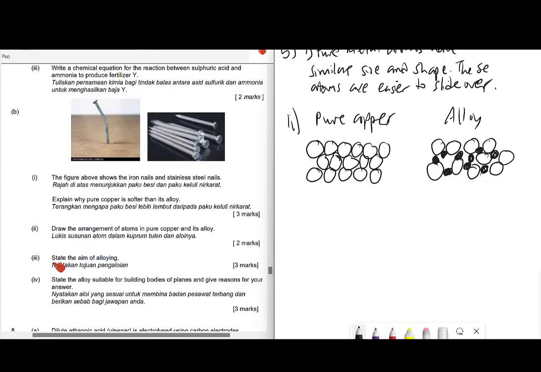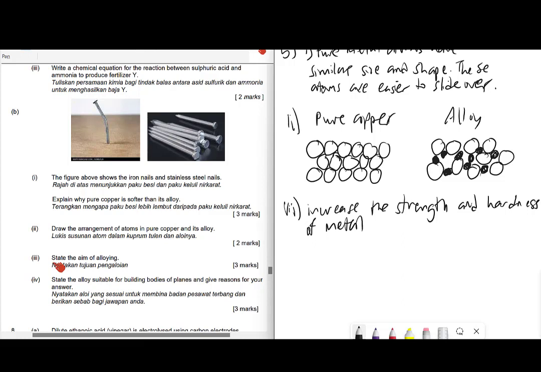Now part 3. State the aim of alloying. So why do we need to alloy? Okay, they want 3 marks, so that means 3 points. Of course, to make it harder and stronger. So you can just say to increase the strength. Strength means stronger. And to make it harder means you should increase the hardness of the metal.